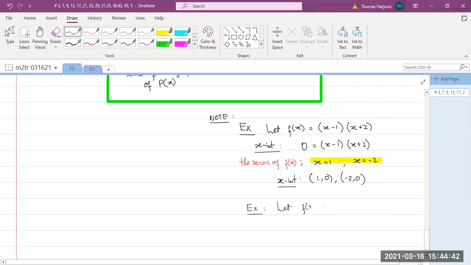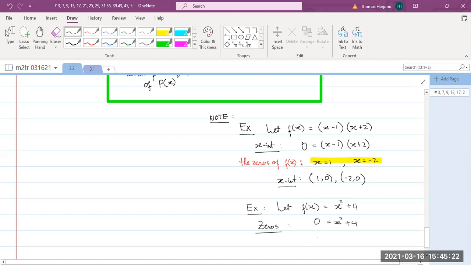Let f(x) equal, let's say, x squared plus 4. Do we have zeros for this function? Yes. According to the fundamental theorem of algebra that you will see later on, this function f(x) is a polynomial with degree 2, so it should have 2 zeros. How do we find the zeros? We set f(x) equal to 0 and then solve it, right?